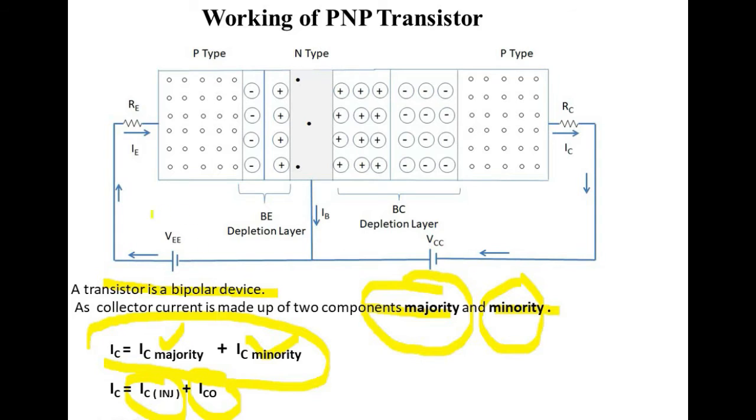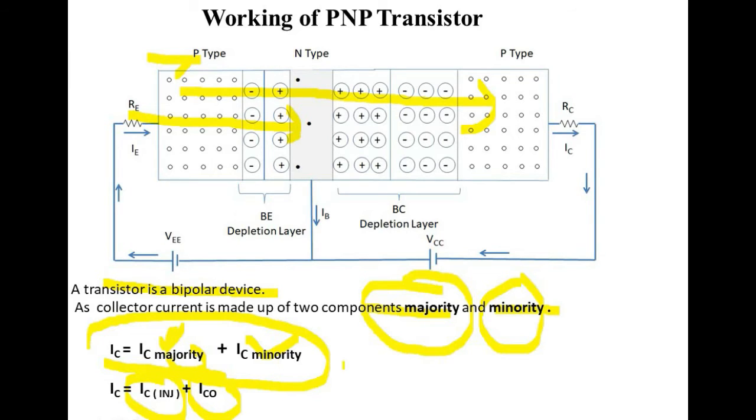Injected means the holes that were injected by the emitter into the base by the forward biased emitter base junction. As in the previous example, we have taken 98 holes reaching the collector terminal. Because in a PNP emitter these holes are majority type, we say that 98 holes constitute the majority component of the current.